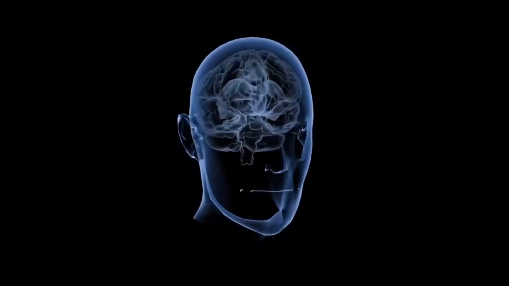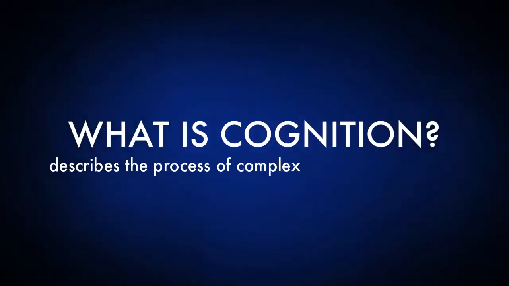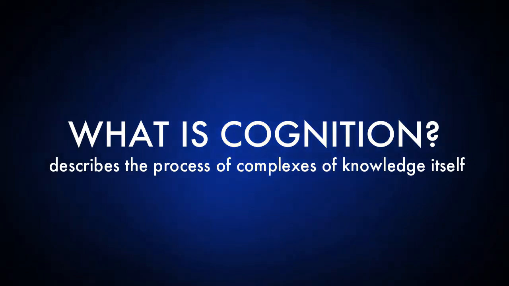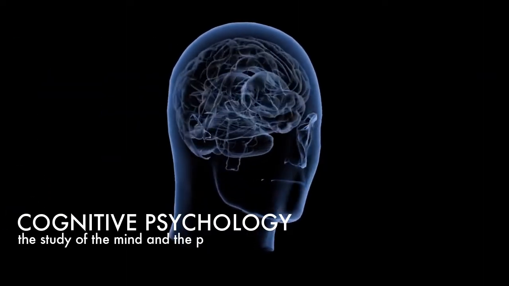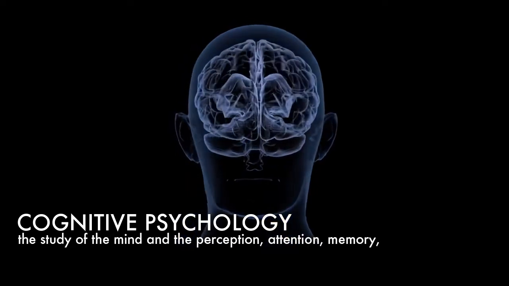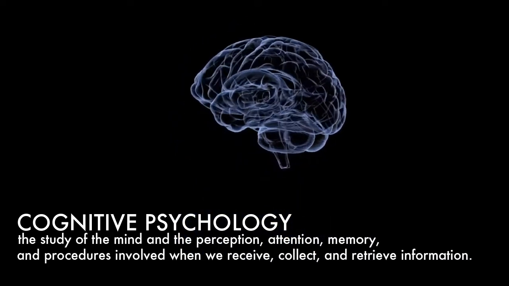In the 20th century, psychology was transformed thanks to the cognitive revolution. So what exactly is cognitive psychology? Before we begin, let us define cognition. Cognition is a term that describes the process of acquiring knowledge itself. In short, cognitive psychology is the study of the mind and the perception, attention, memory, and procedures involved when we receive, collect, and retrieve information.